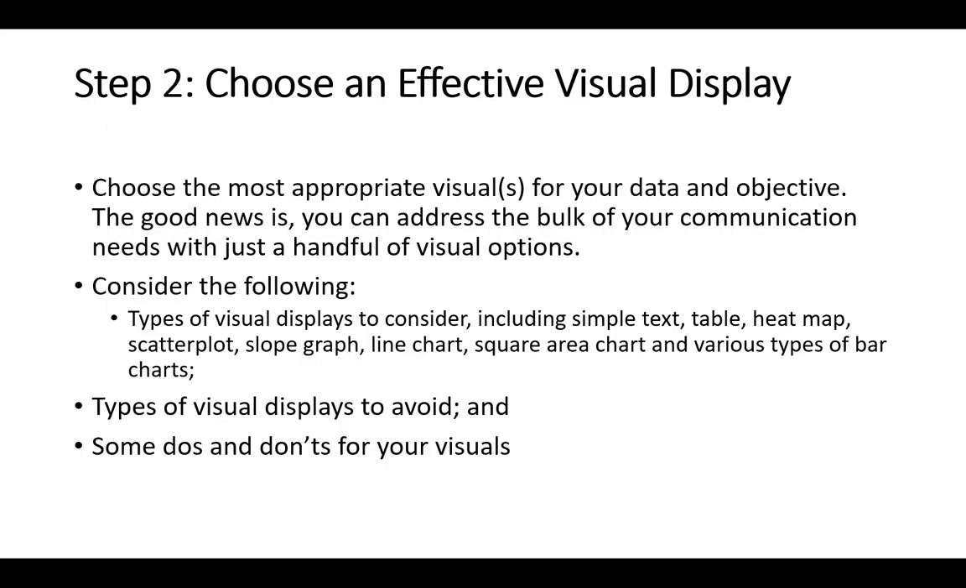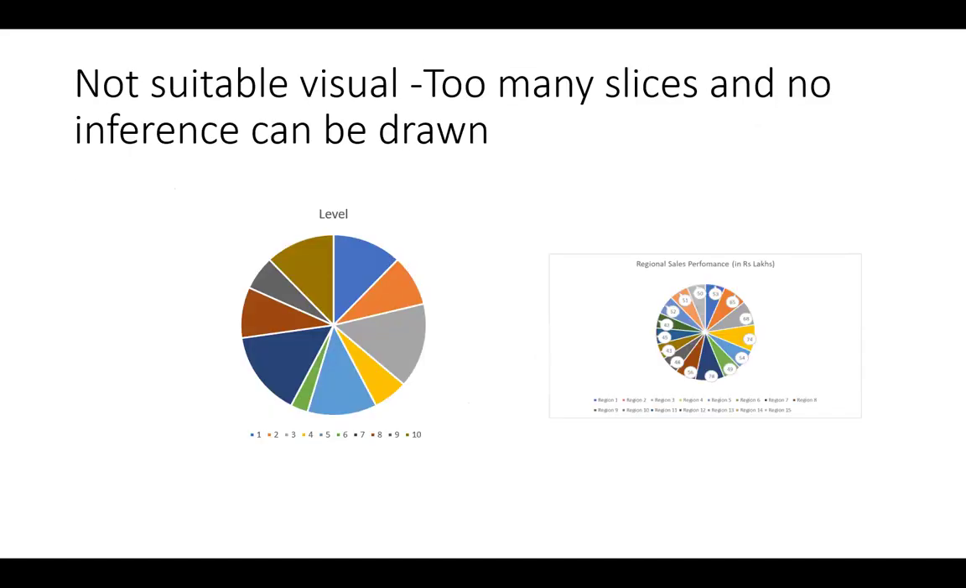The visual display has to be a very effective one. I'll give examples here. This is not effective. This has got too many slices and people cannot make out what slice refers to what. So when there are more than 3 or 4 slices, do not use a pie chart or a donut chart or a three-dimensional pie chart. It's better to use a column chart in such cases or a bar chart. So it is not suitable because there are too many slices. No inference can be given.